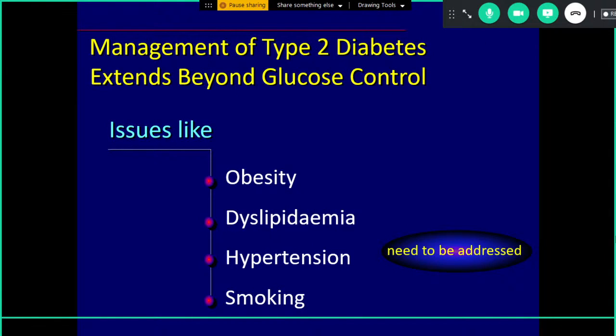Okay, I'm going to shift to the pharmacology part here and talk to you about the management of diabetes.